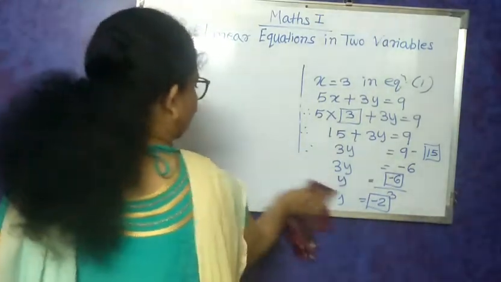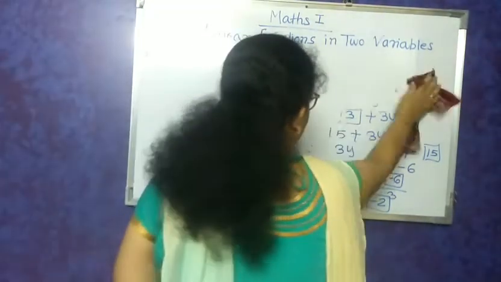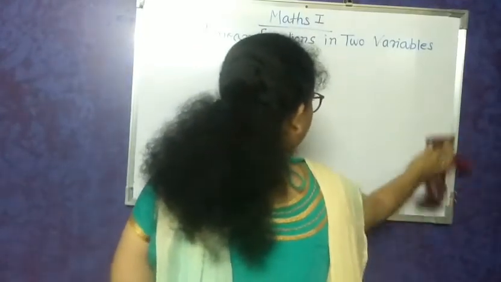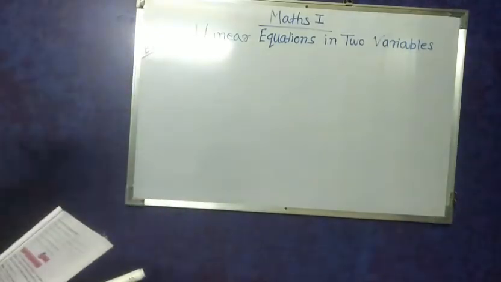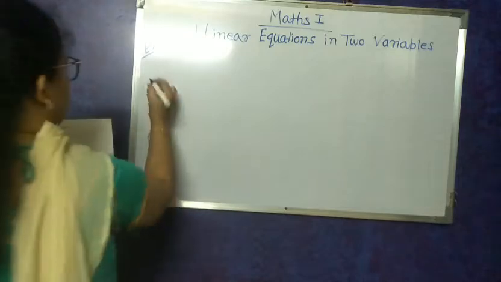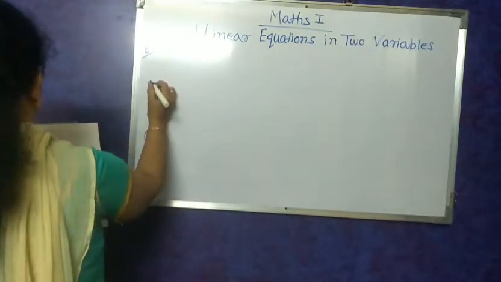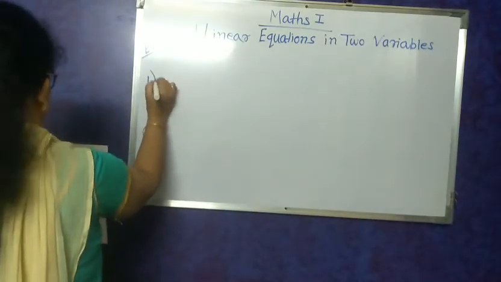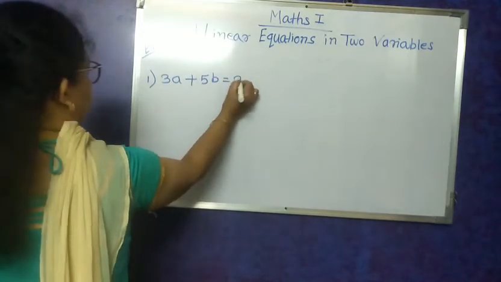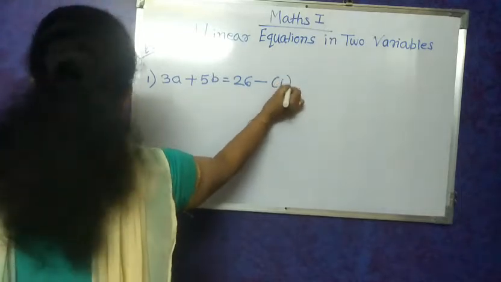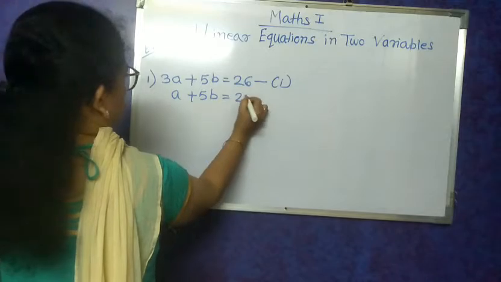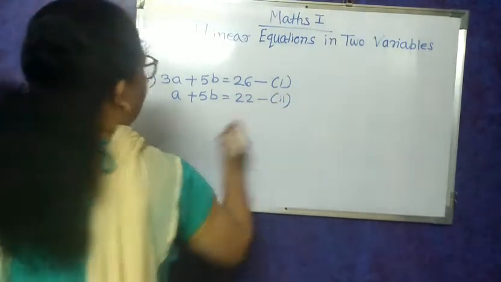The first question is given as the activity sum. Now see the second part. It's solving the simultaneous equation. So in that, the first one, exercise 1.1, from the first one: 3a plus 5b is 26, equation number 1, and a plus 5b is 22. Now see, we have to add or subtract.